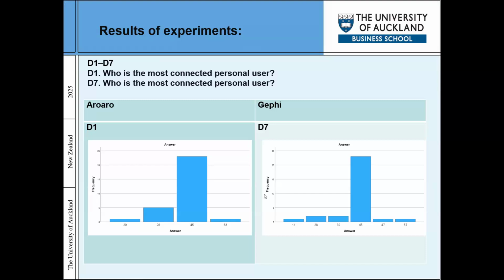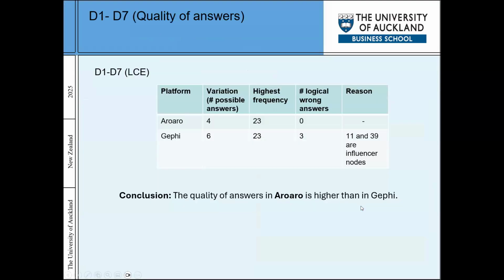Now, in this case, 45 is the highest frequency. And what is this indicating? Highest frequency is indicating more participants have chosen the same answer, which indicates more stability. But not just this parameter we considered to check the quality of answers, we also considered variation, the number of possible answers that they have chosen.